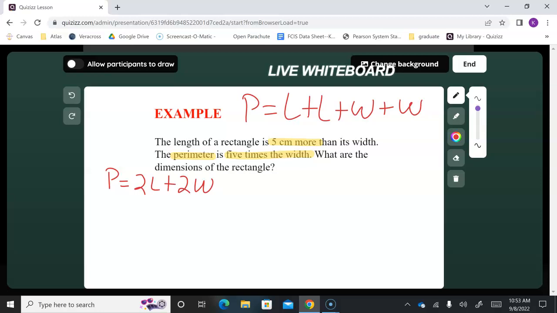So I now have a starting point for my equation. Now, if I don't know what the length specifically is or what the width specifically is, there isn't a whole lot else I can do with this unless I can look at some of these other things and do a substitution. Okay? So the length of the rectangle is 5 centimeters more than its width. So length, how could I write that as an algebraic expression? 5 centimeters more than the width.